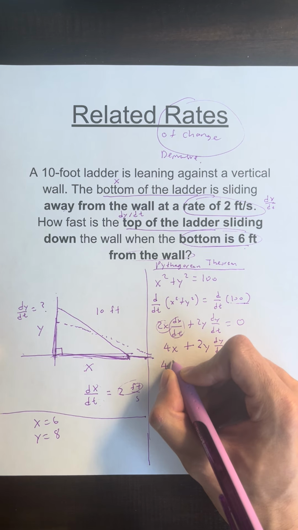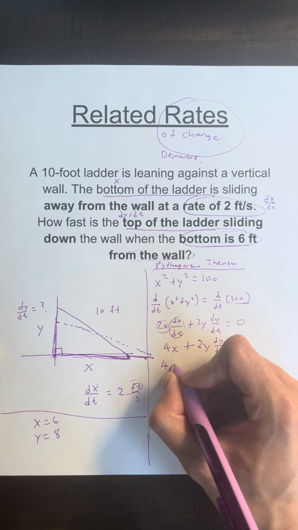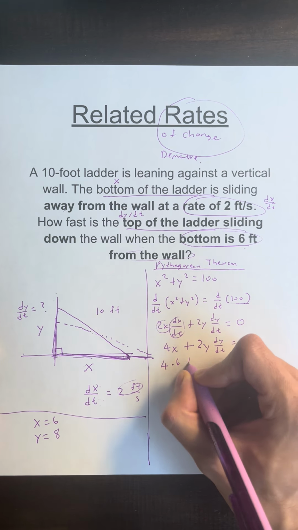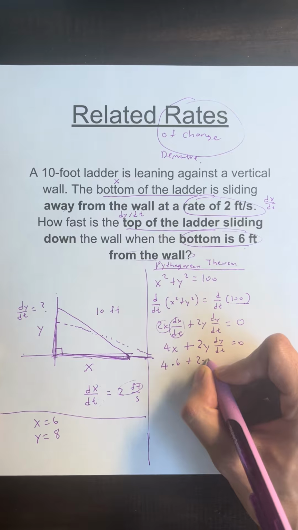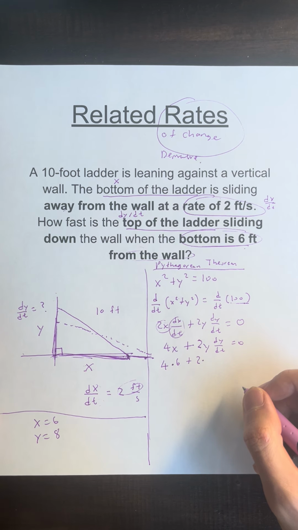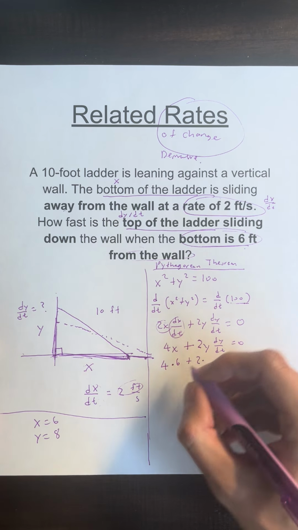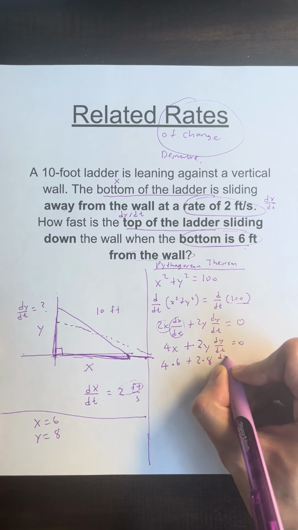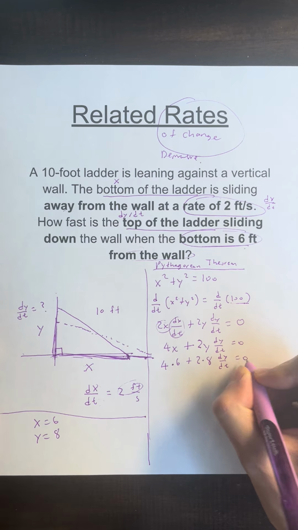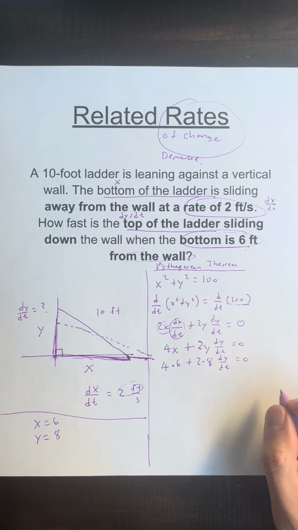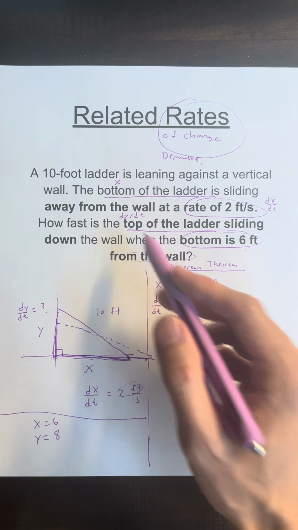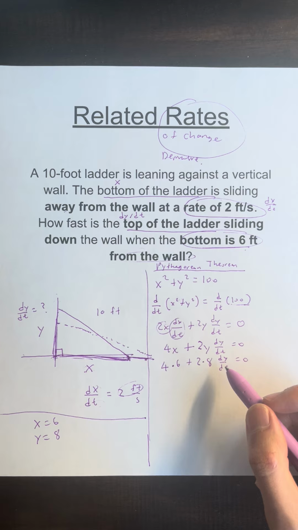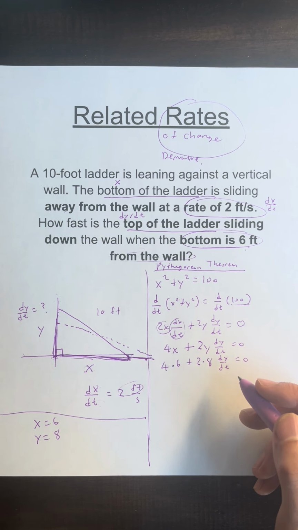So 4 times 6 plus 2 times y. Y was how much again? 8. And then times dy dt is equal to 0. What's the question asking for again? It wants us to find dy dt. So we need to get this by itself.